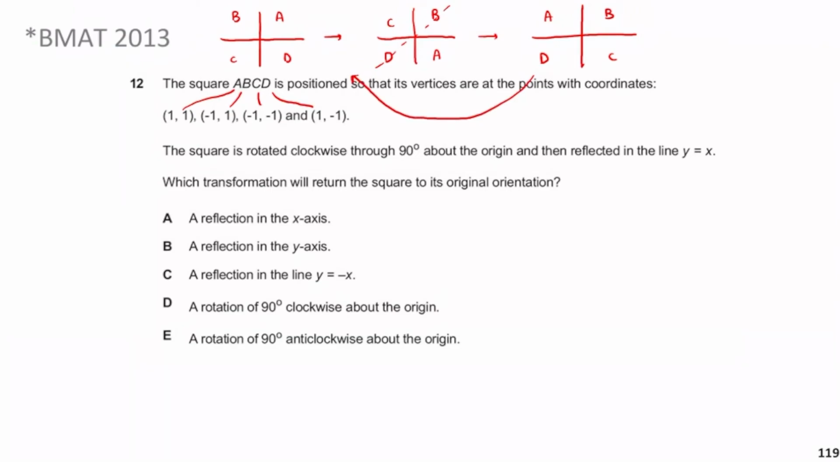to the beginning, which is basically the question. So what's happened is that A and B are swapped and C and D are swapped. So basically the easiest thing you do is just reflect in the line x equals 0, or essentially the y-axis, isn't it? So hopefully, guys, you can understand then that in this question, B is the winner. B is the correct answer.